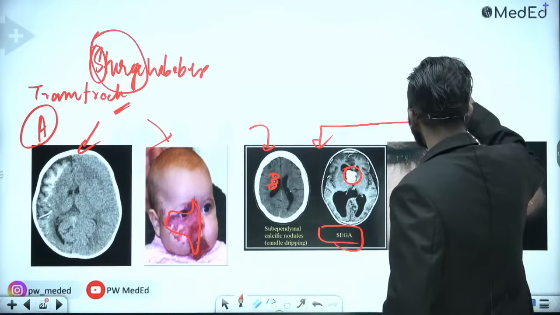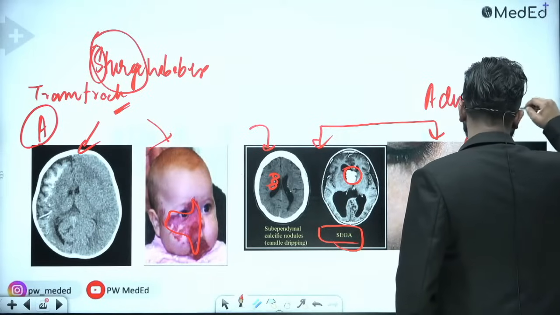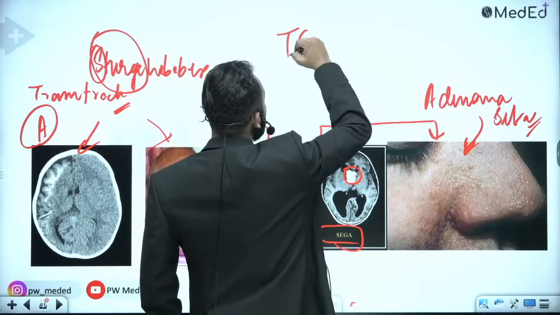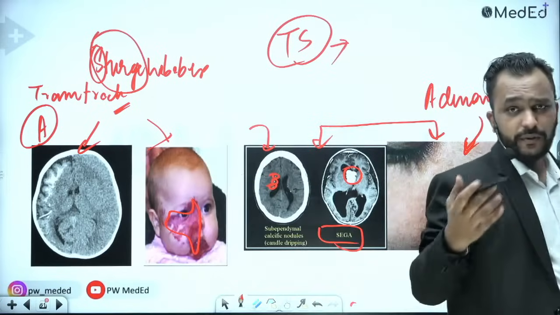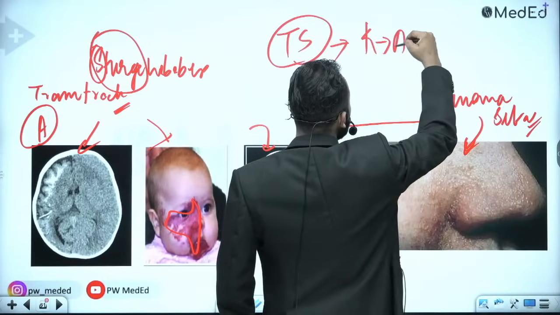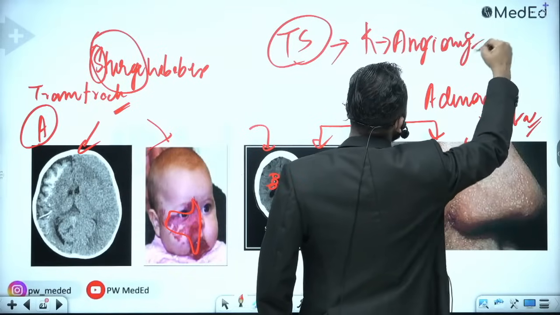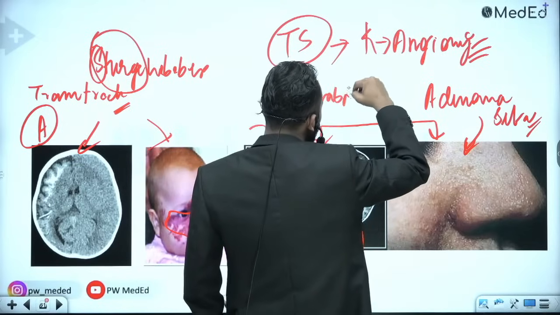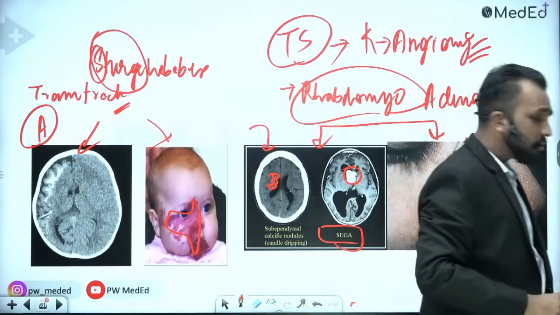This is your adenoma sebaceum, multiple papules on the face. This is a case of tuberous sclerosis, right? So just remember, in tuberous sclerosis you can also find, within the kidneys, angiomyolipoma, and other tumors. Then within the heart you can find rhabdomyosarcoma, right? Rhabdomyosarcoma.